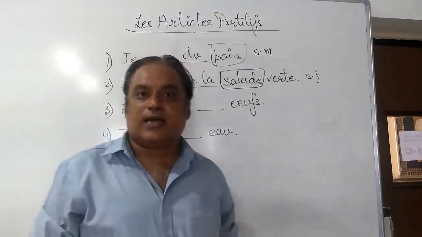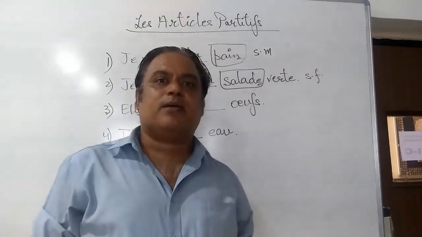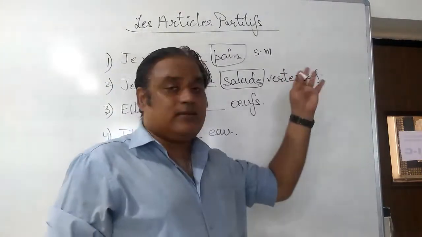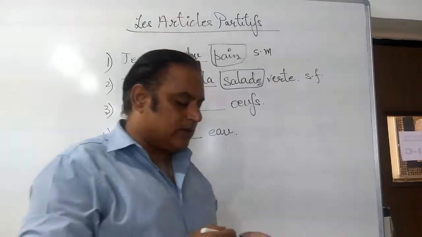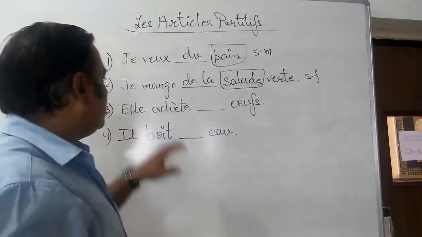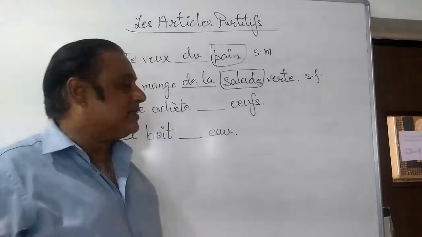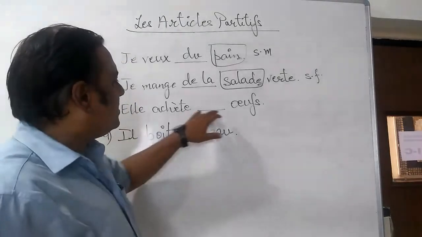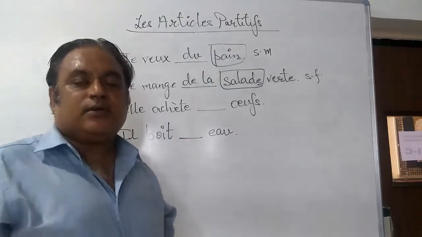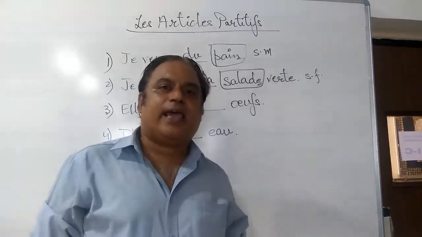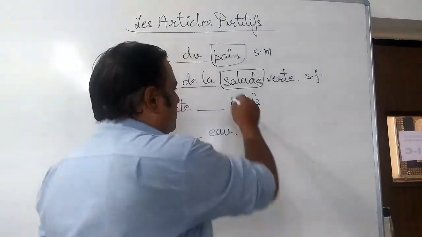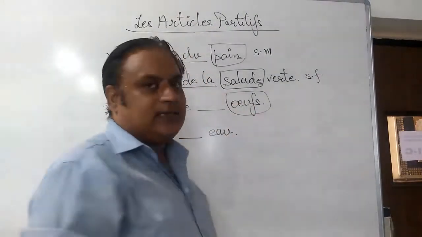Je mange de la salade. I eat some salad, or maybe green salad. So that's our answer. We come on to the third sentence. Third sentence says, Elle achète dash œufs. She buys dash eggs. Our object, of course, is eggs.